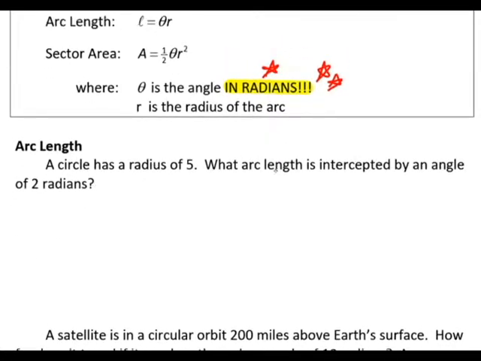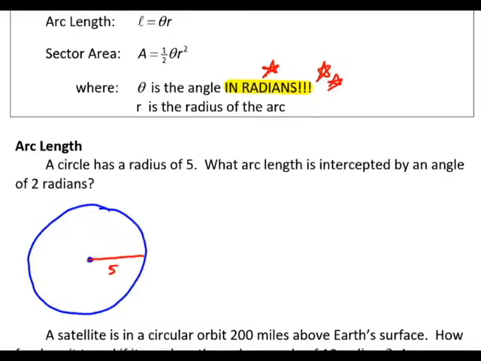Let's look at a simple example. We have a radius of 5. We're looking for the arc length intercepted by an angle of 2 radians. Well, that's trivial if we use the formula. I want to take an intuitive approach, and maybe you can see why the formula is what it is. Let's start with a circle, and the radius is 5.